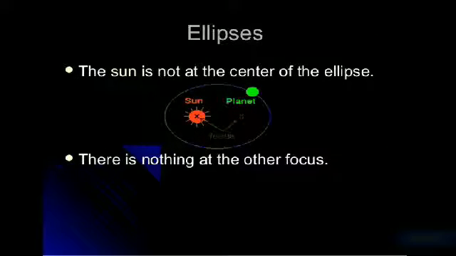And what are ellipses? The Sun is not at the center of the ellipse. There is nothing at the other focus. Actually, the Sun is at one of the foci of the ellipse.